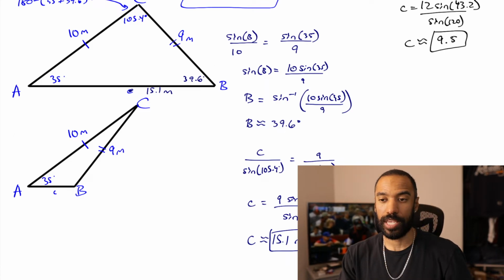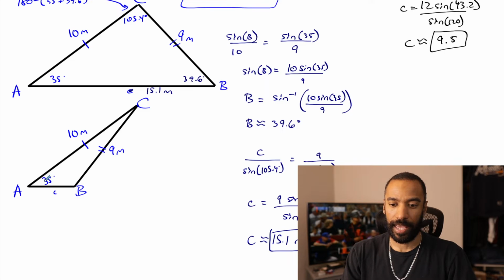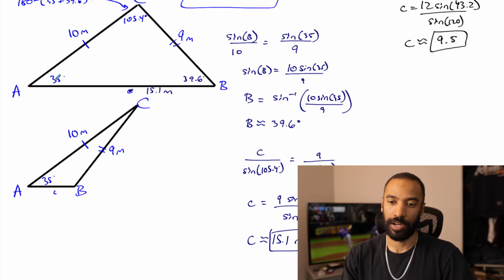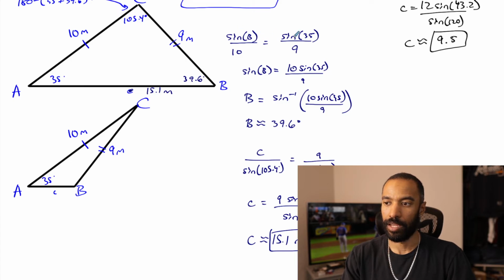I mean, what did we set up in the previous one? We had angle A and side length A. We have side length B. We had to find angle B. We just did the same thing right here. These numbers are the same: 35, 9, and 10, had to find B.